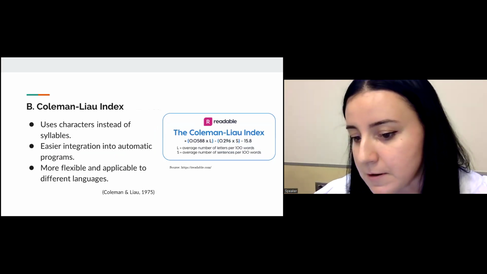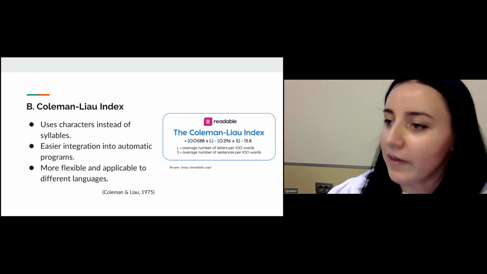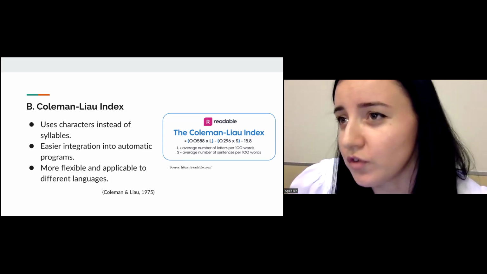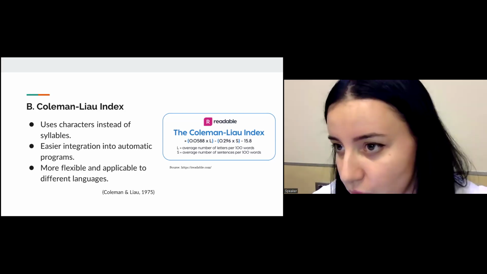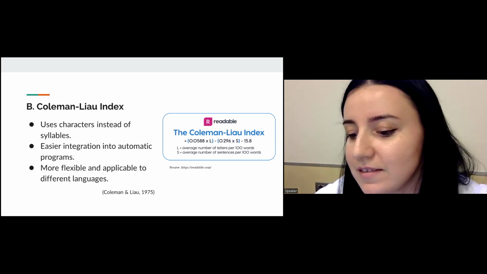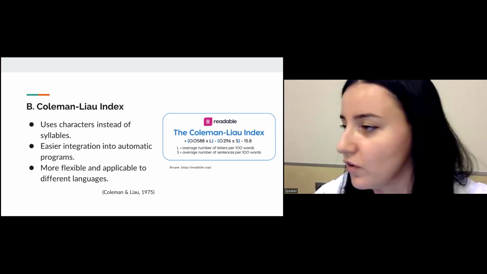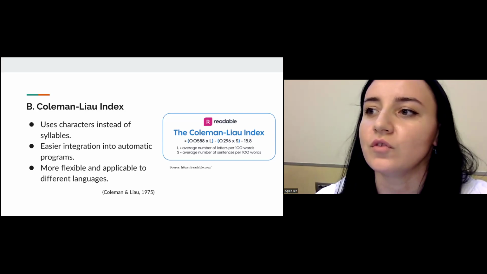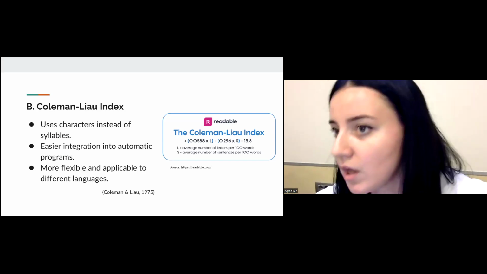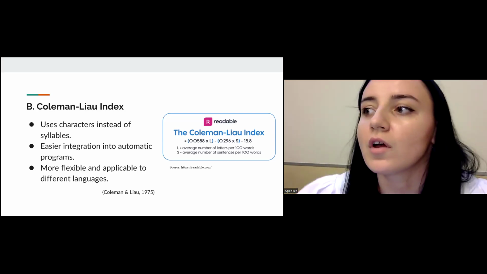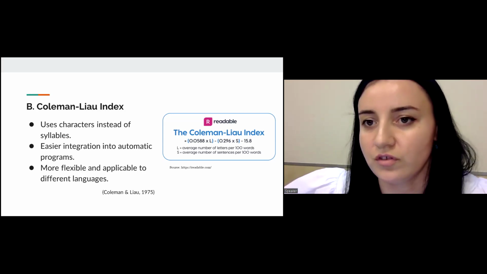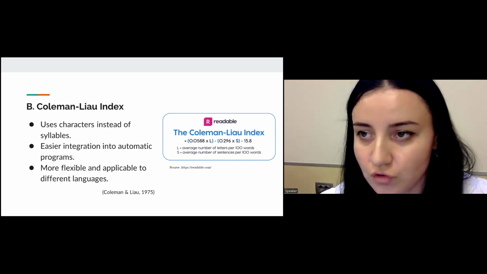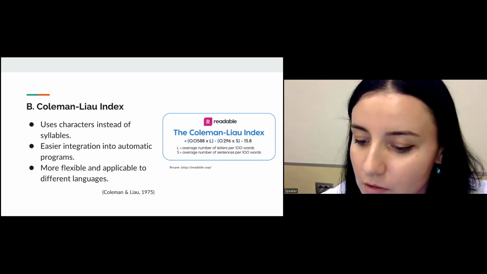Then I'm using the Kolmogorov index, which differs from the previous one in the sense that it uses characters instead of syllables. So it can be easily integrated into automatic platforms, and it can be used across many other languages, not only the English language.